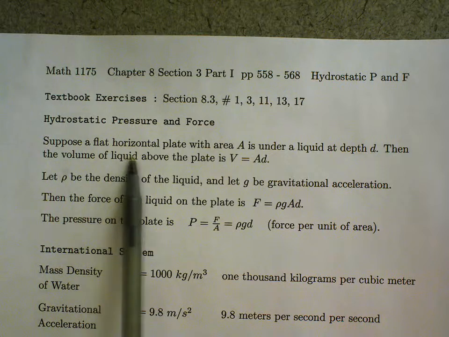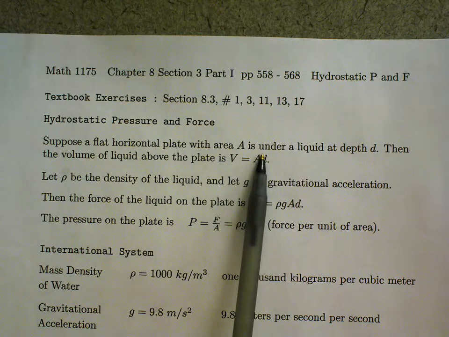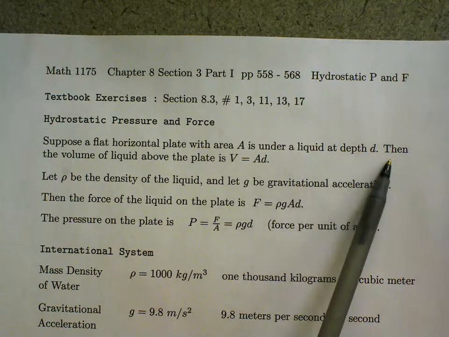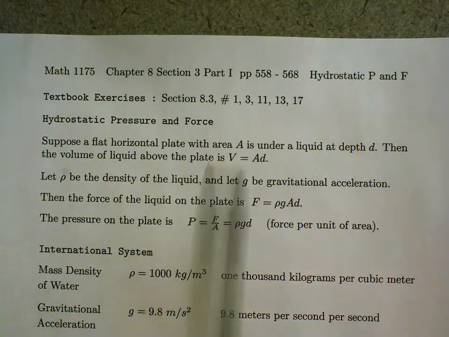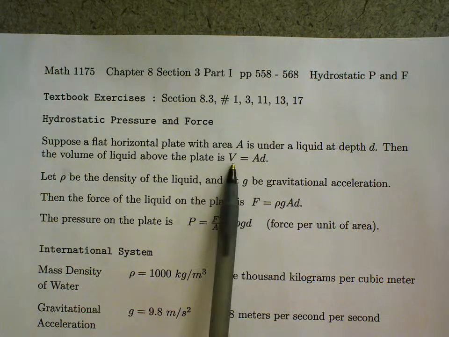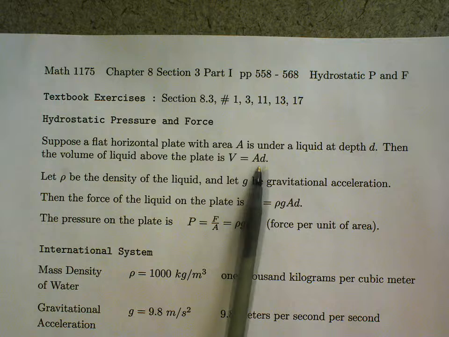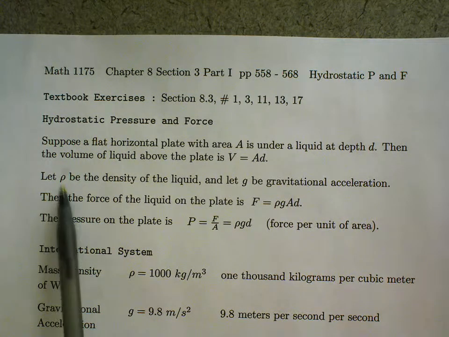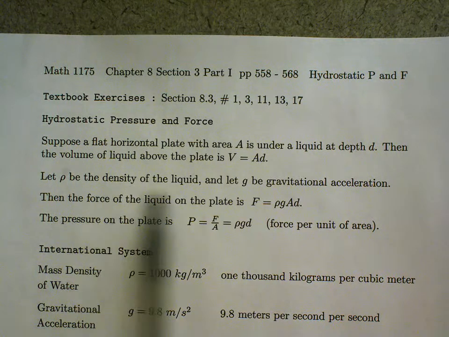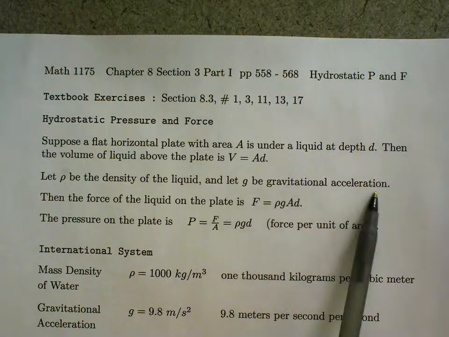Suppose a flat horizontal plate with area capital A is under a liquid at depth D. Then the volume of liquid above the plate is capital V equals the area times the depth. And so the units for the volume are cubic units. We're going to let rho, the Greek letter rho, represent the density of the liquid, and G represents the gravitational acceleration.